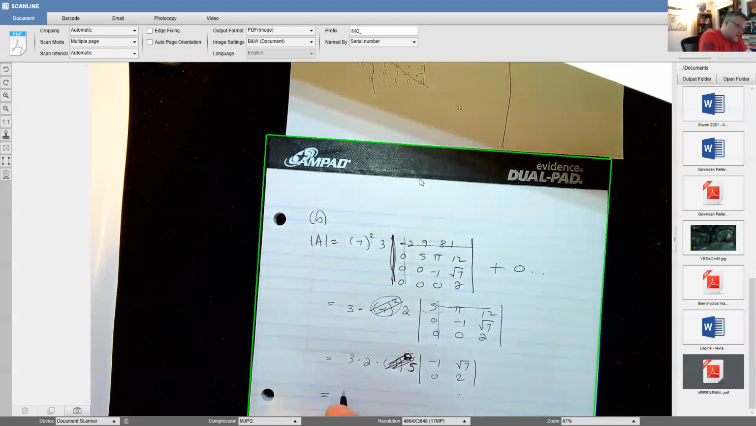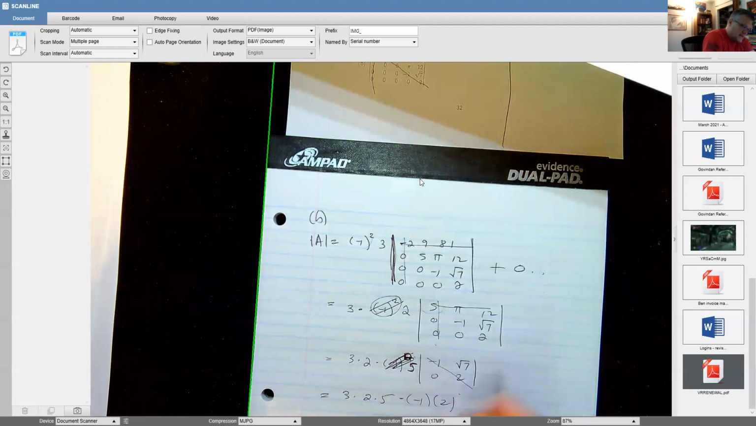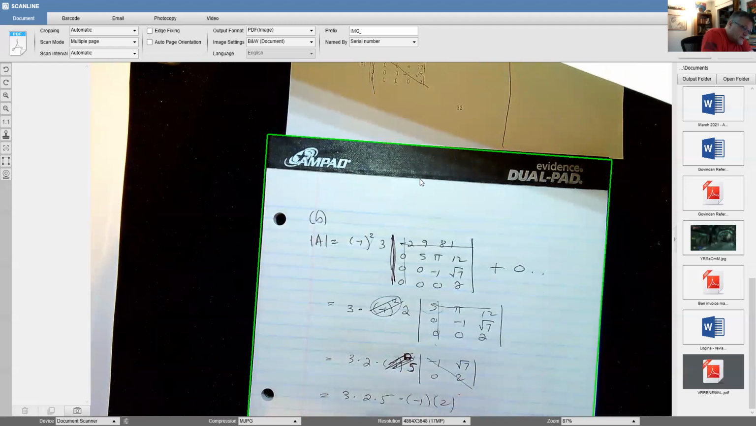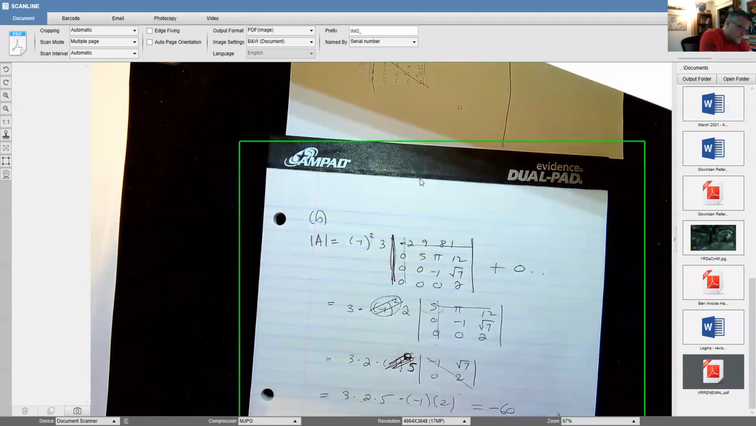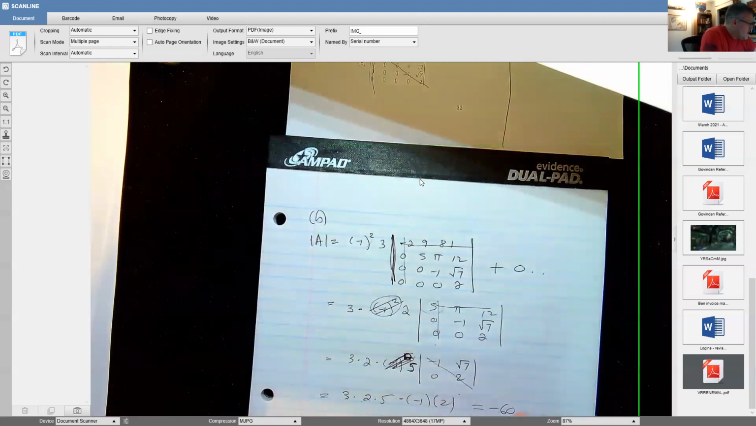Just compute. I have 3 times 2 times 5 out in front. Right? Negative 1 times 2 minus 0. That goes away. That is a number. That number turns out to be 6 times 5 is 30 times 2 is negative 60. Right? I believe at least. Okay.